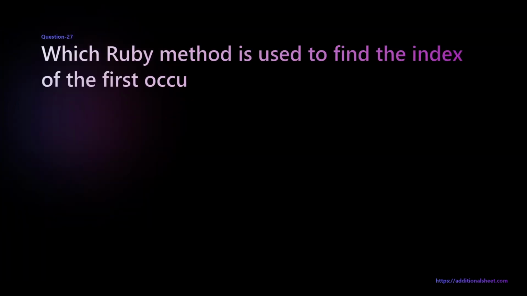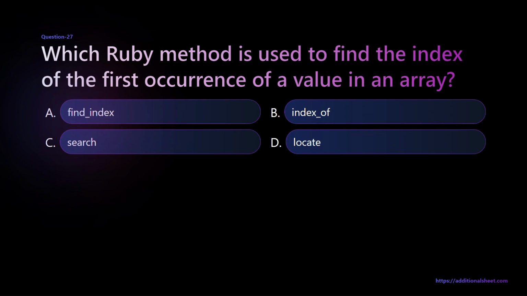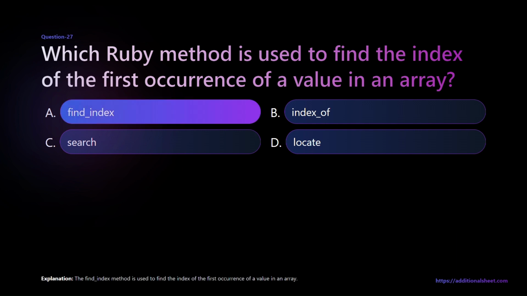Which Ruby method is used to find the index of the first occurrence of a value in an array? Option A, find_index. Option B, index_of. Option C, search. Option D, locate. The correct answer is option A, find_index.